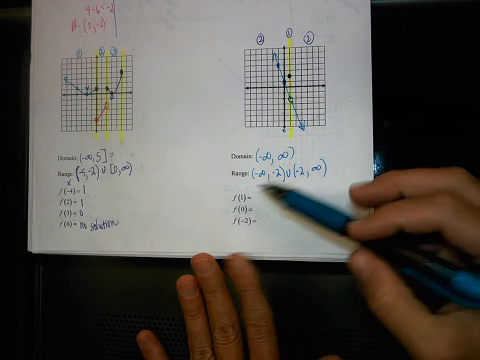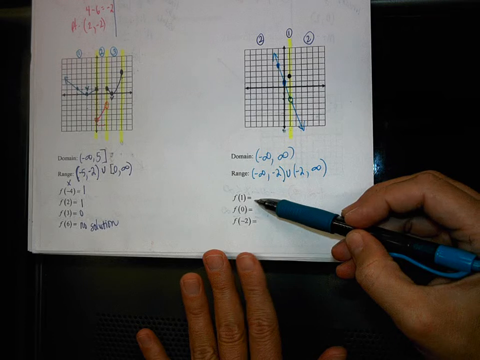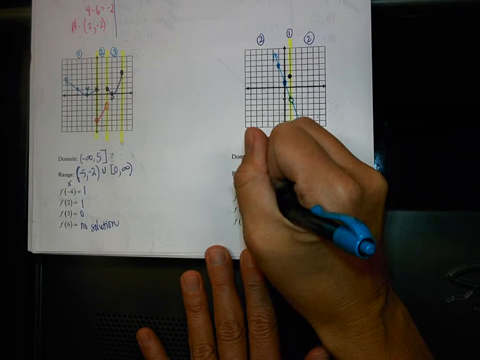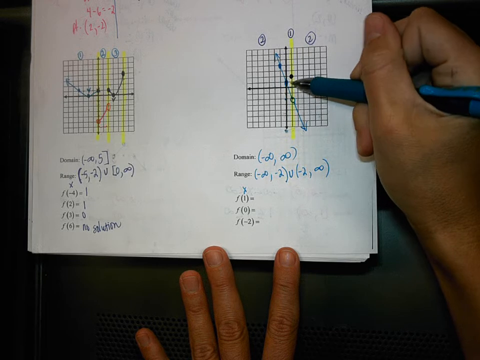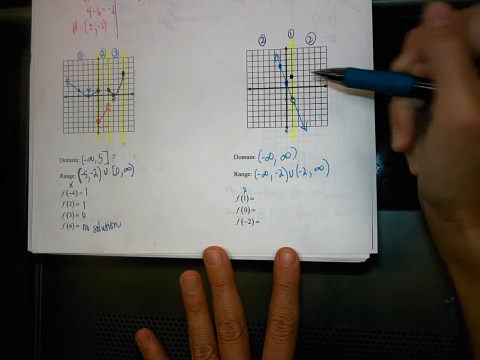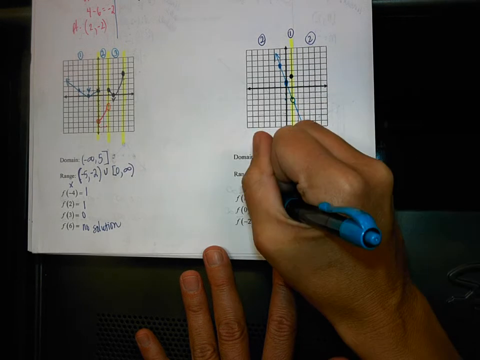Okay, so looking here, f of 1. Again, remember that this is your x value. We're trying to find the y value. So when x is 1, what is the value for y? 2 is correct. It's where the solid point is.